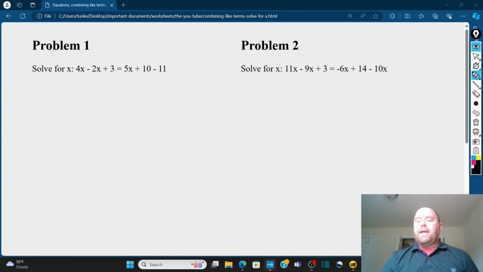Boom, gone. Okay, next one, we have 11x minus 9x plus 3. That's equal to, on the other side, I'm going to put a different color here, -6x plus 14 minus 10x. Okay, let's have fun with my colors here. I'm going to circle the terms that I can combine. So 11x and minus 9x, I can combine that. I can also combine this minus 6x on the right-hand side with the minus 10x here. All right, so if I go ahead and do that, 11x minus 9x, well, 11 minus 9 is 2. So this is 2x plus 3.